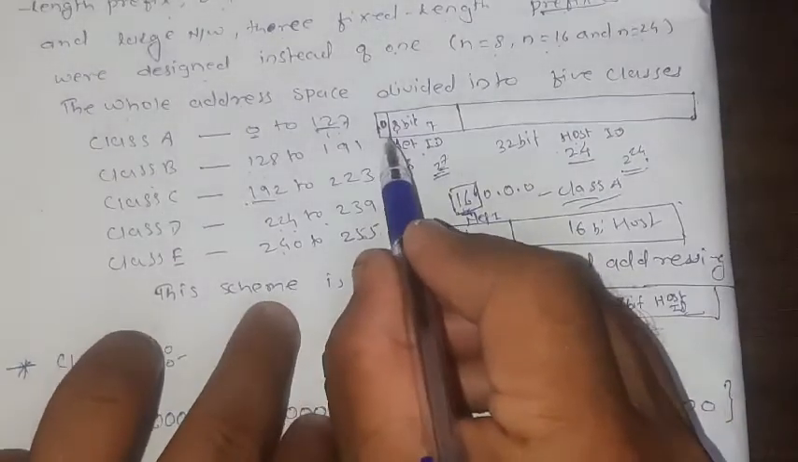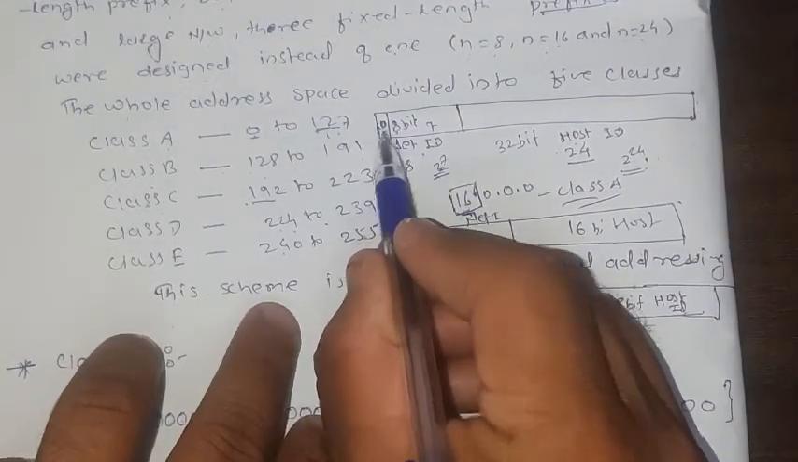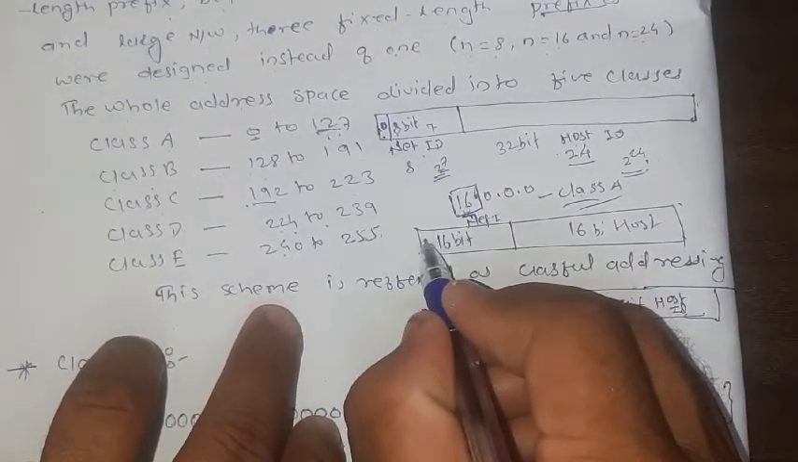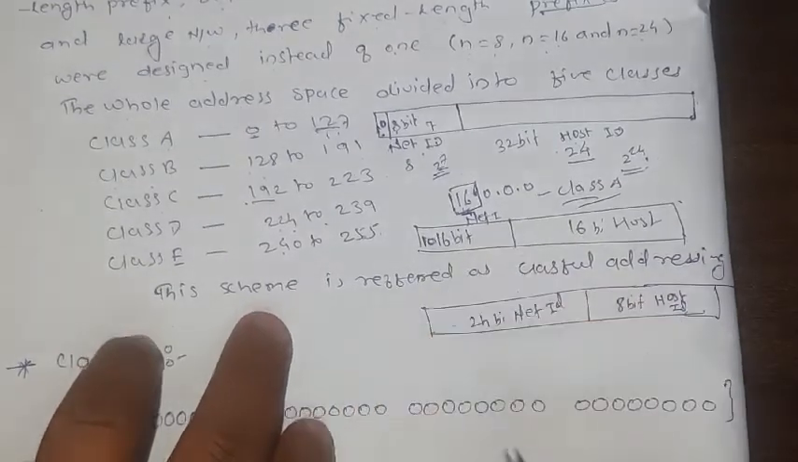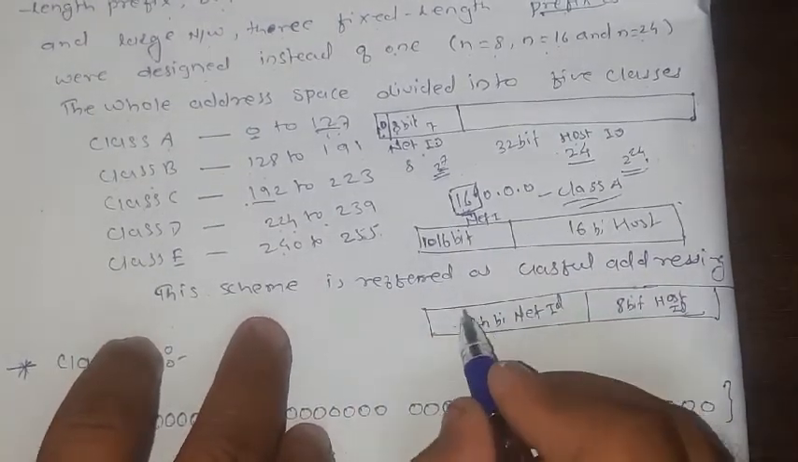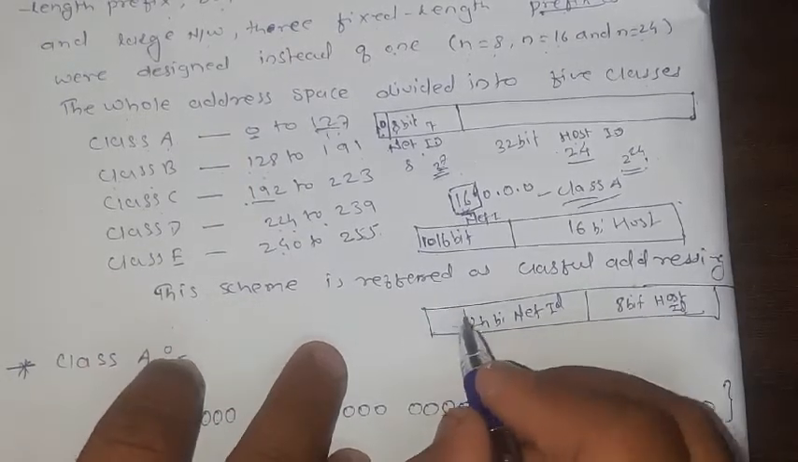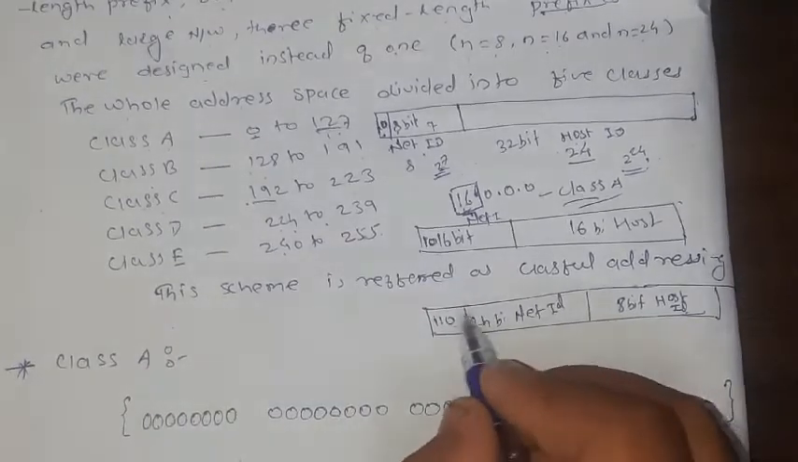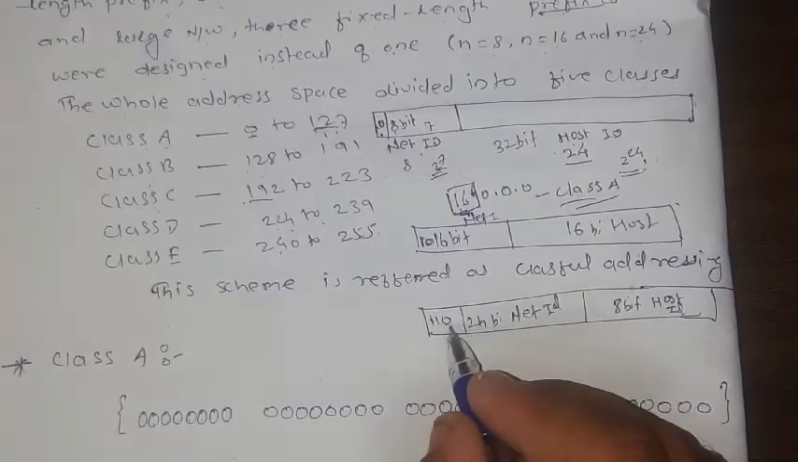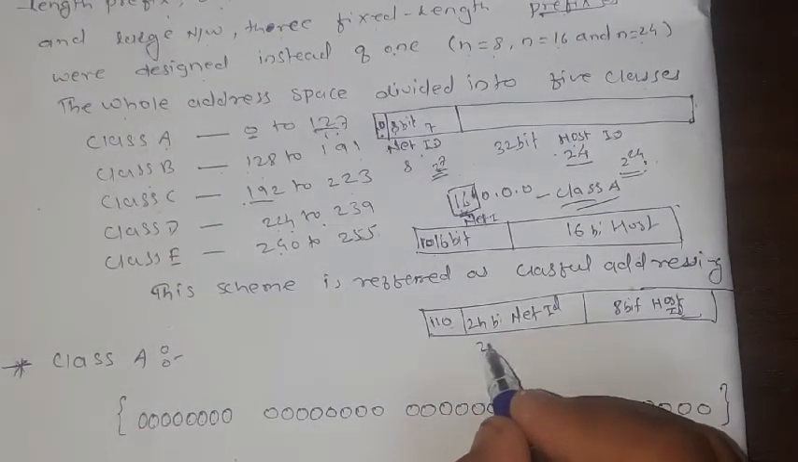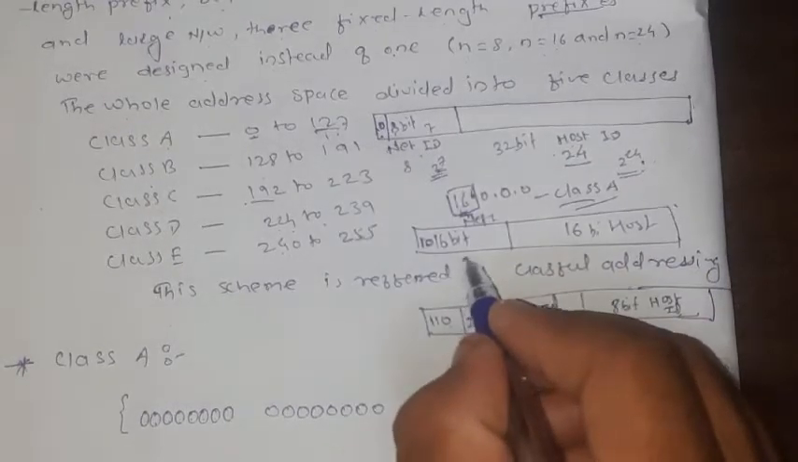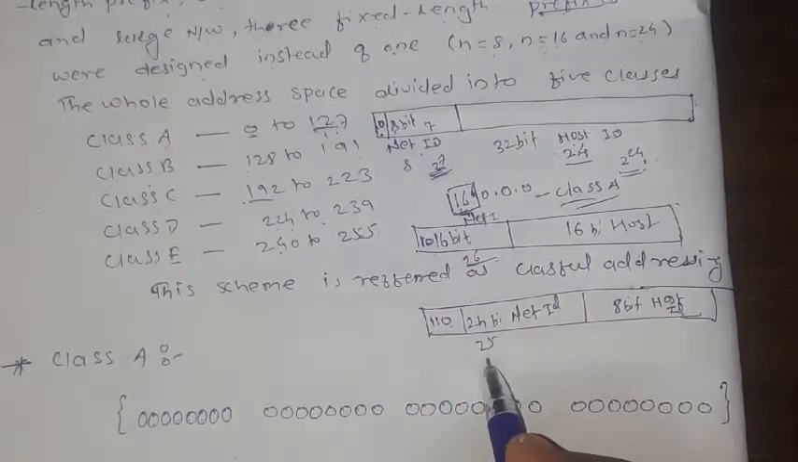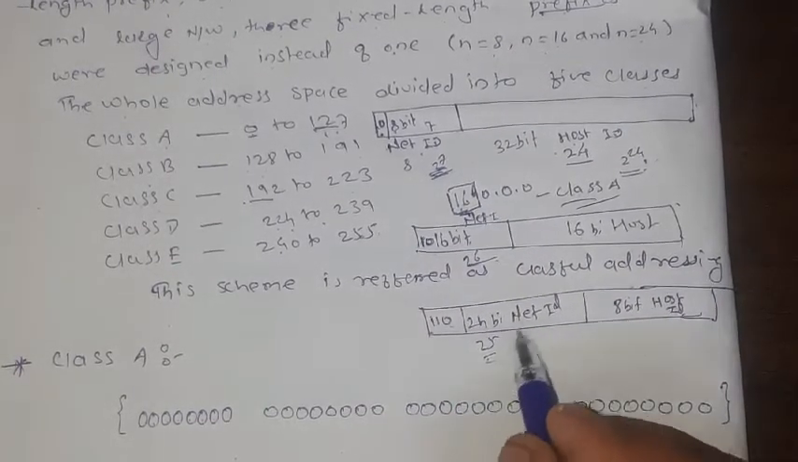Just like in class A, where the first bit is reserved as 0, in class B the first 2 bits are reserved, that is 10, and in class C, 3 bits are reserved, like 110. After these 3 bits, the rest we have is 8 minus 3, which means 5 bits. So 2 raised to 7 for class A, 2 raised to 6 for class B, and in class C 2 raised to 5.